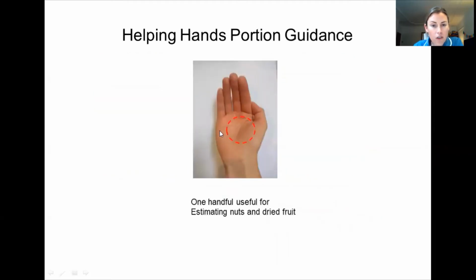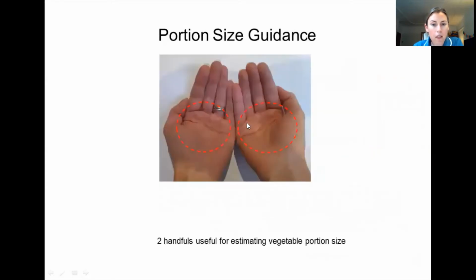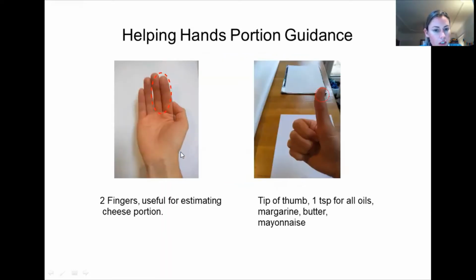On the next photo, you've got a small handful, which is useful for estimating nuts and your dried fruit portion size. On this next picture, you've got your two good handfuls, which is useful for estimating your vegetable portion sizes. Here you've got your portion size for cheese. Two finger size amount is useful for estimating your cheese portion size. And on the right hand side photo, you've got the tip of your thumb, which is useful for measuring out oils, margarine, butter, and mayonnaise.